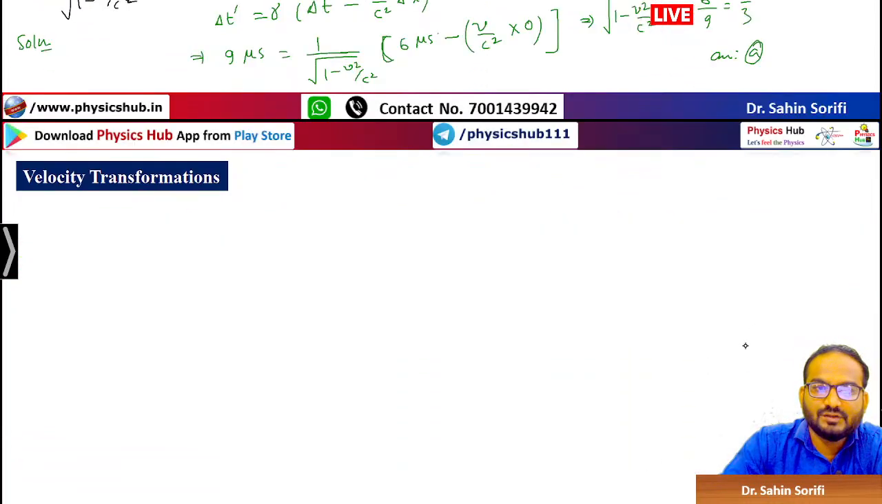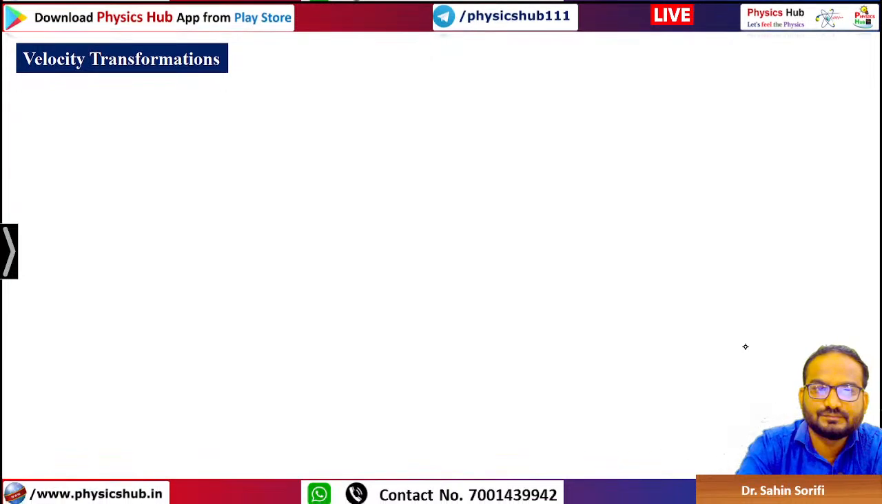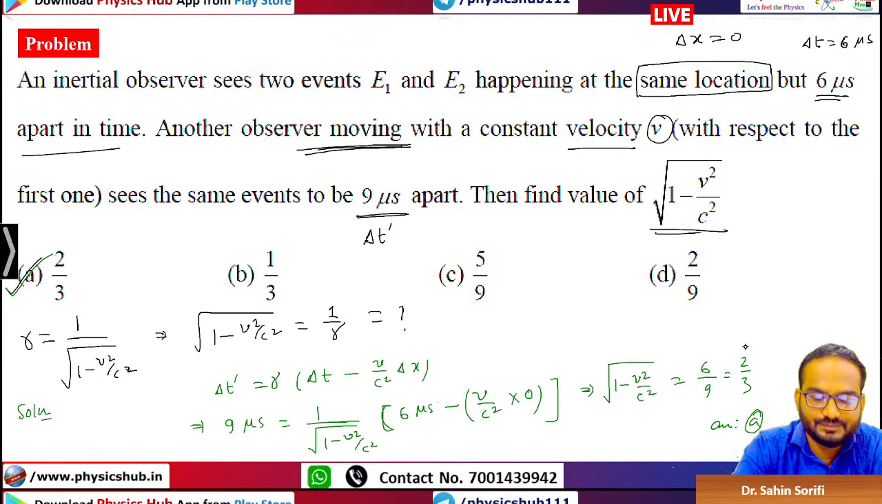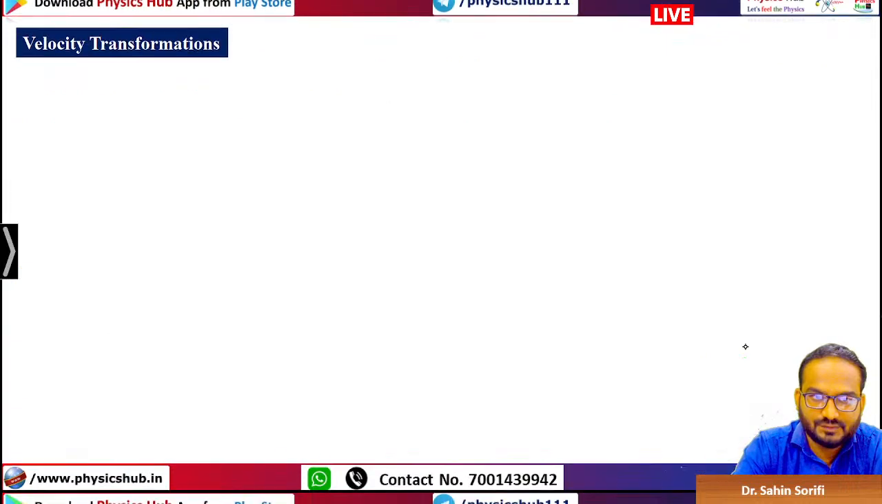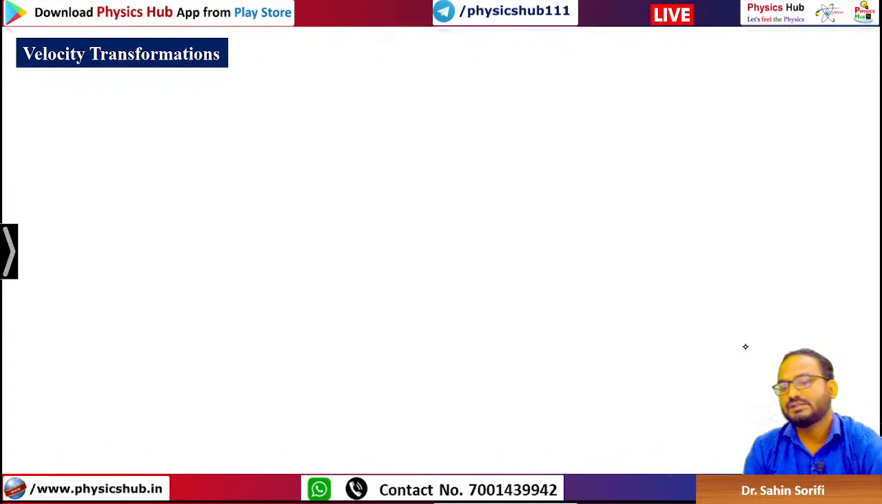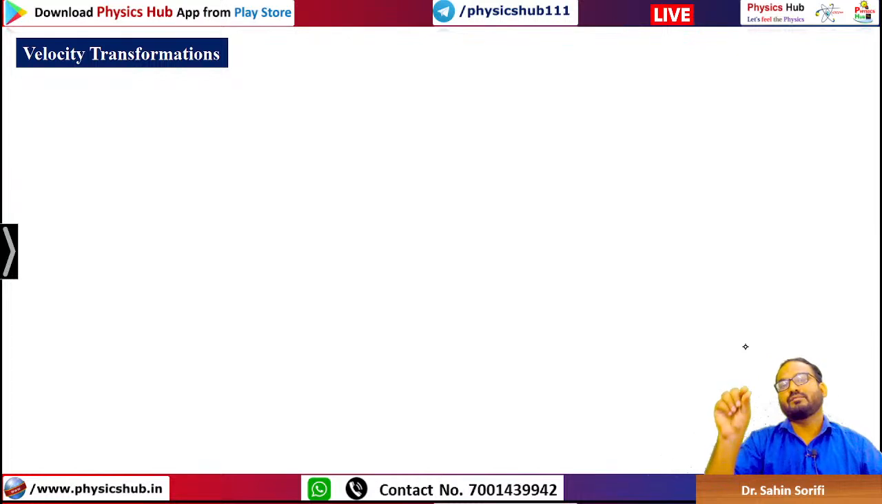Okay, let's talk about velocity transformation. This one is understood. Now let's talk about velocity transformation. Let's say B is moving. Now, how will its velocity be measured with respect to a person standing on the S frame, and with respect to another person on the S prime frame? The S prime frame is moving with respect to S at a constant speed of v. So let's talk about velocity transformation.